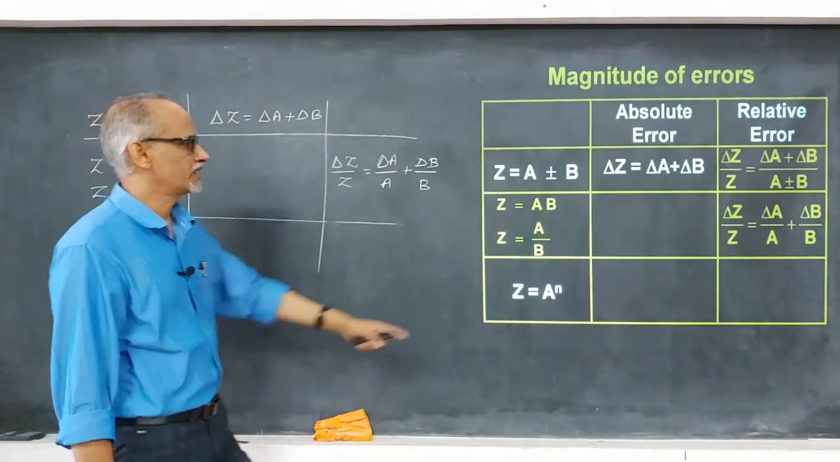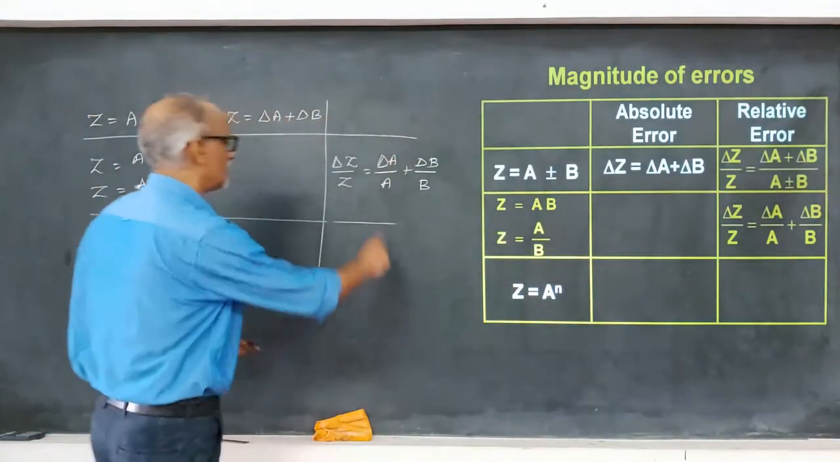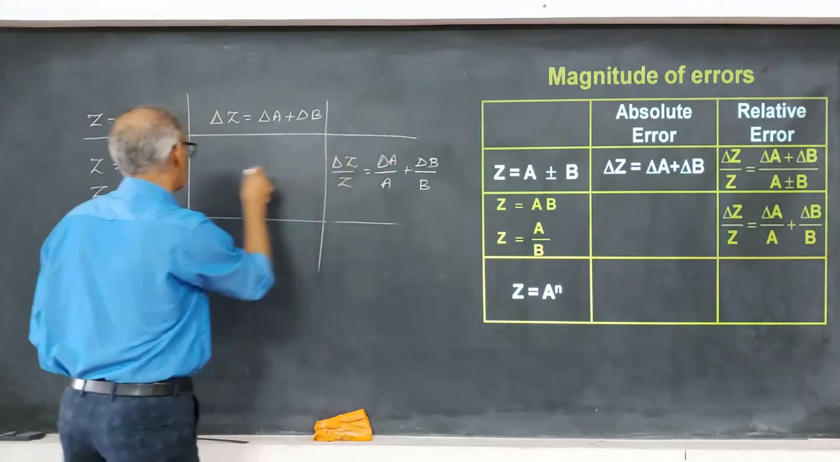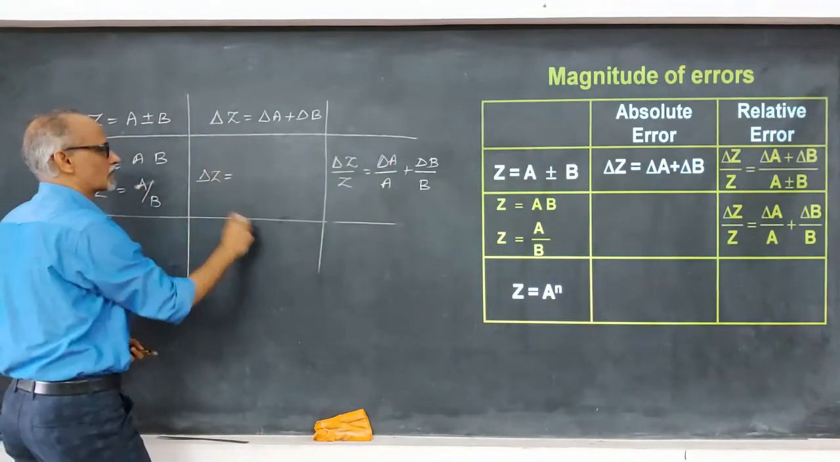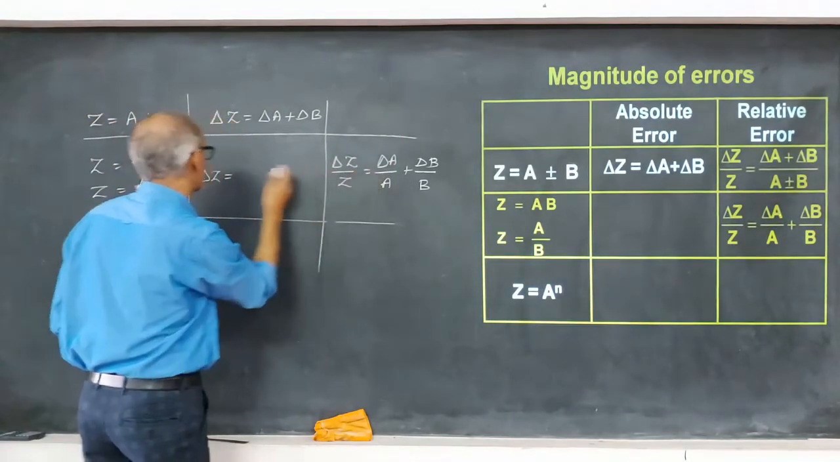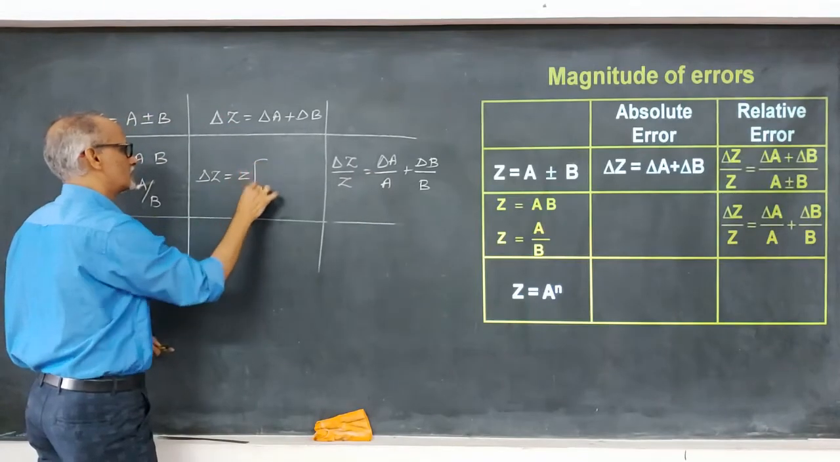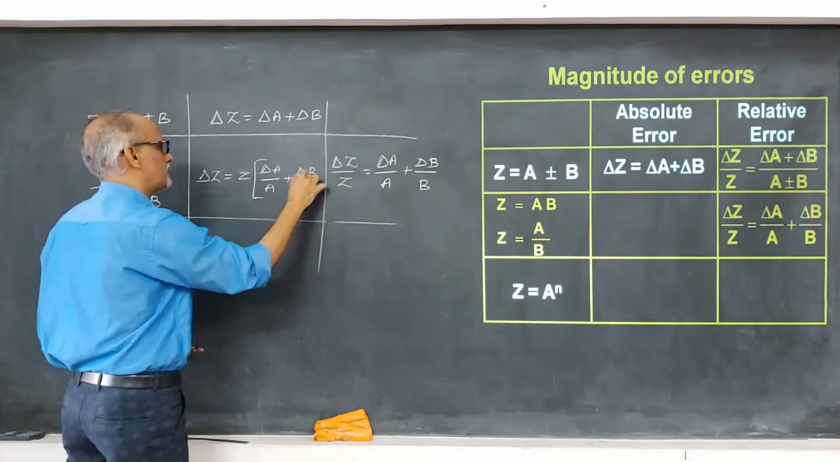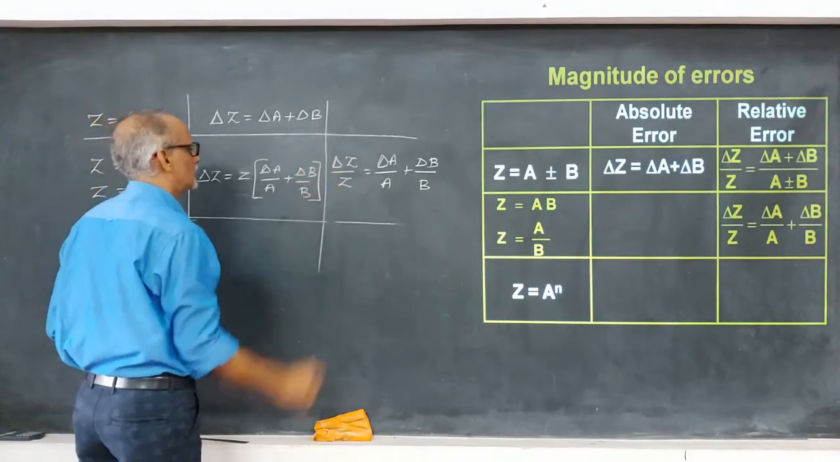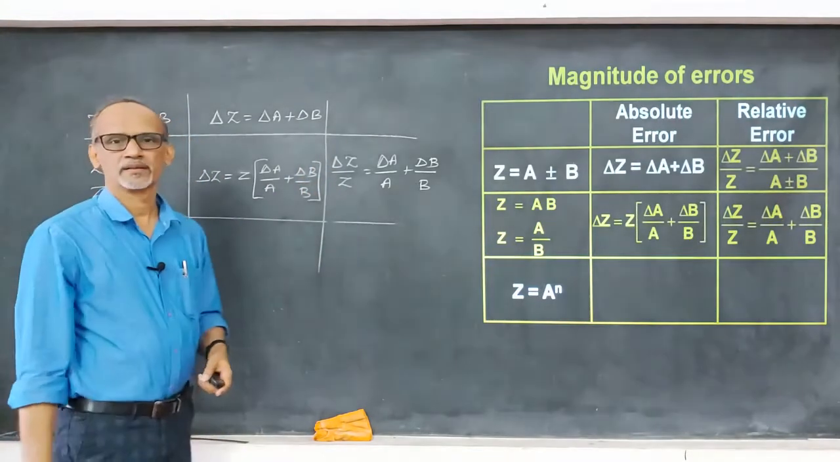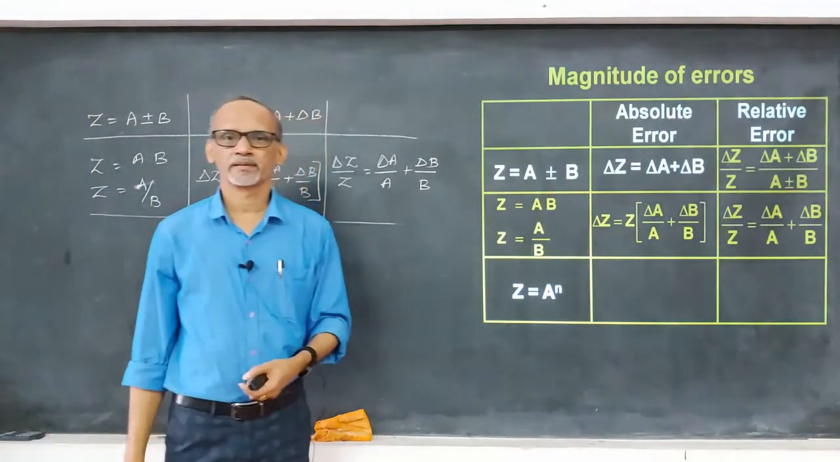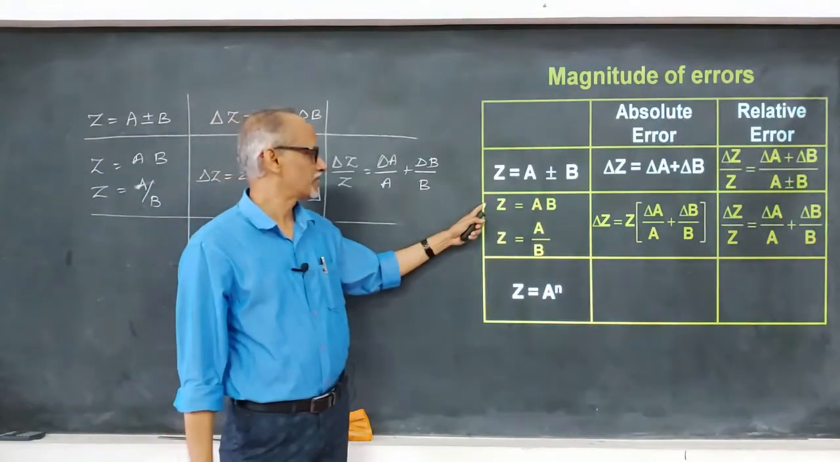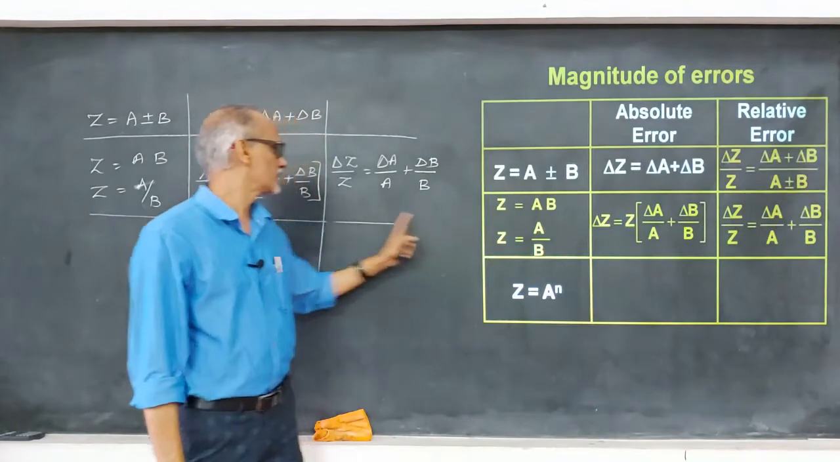Then, how to find the absolute error? It's very simple. Absolute error is nothing but delta Z. I wanted only delta Z. So, what is delta Z? Take the Z to this side. So, you will get Z into delta A by A plus delta B by B. So, this is how you can find the absolute error. That is while multiplying, dividing only. Hope you are clear with that.